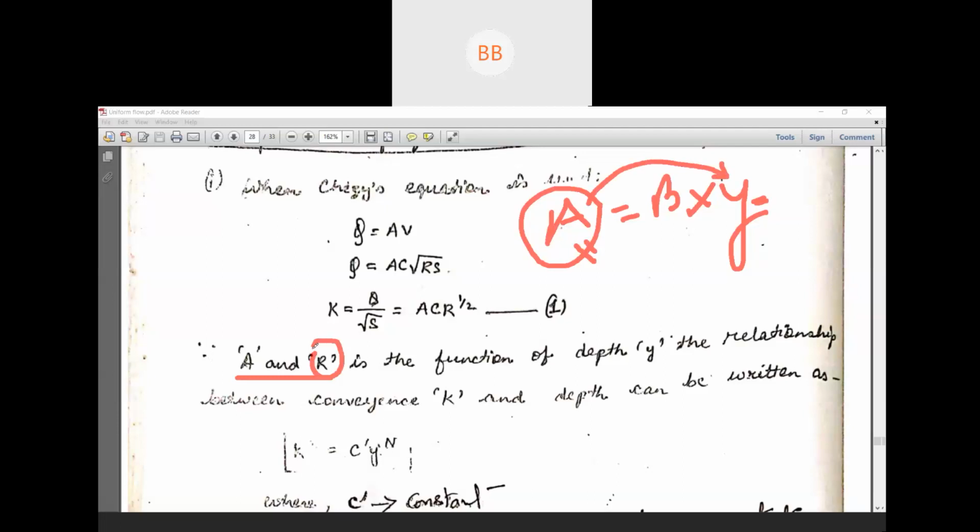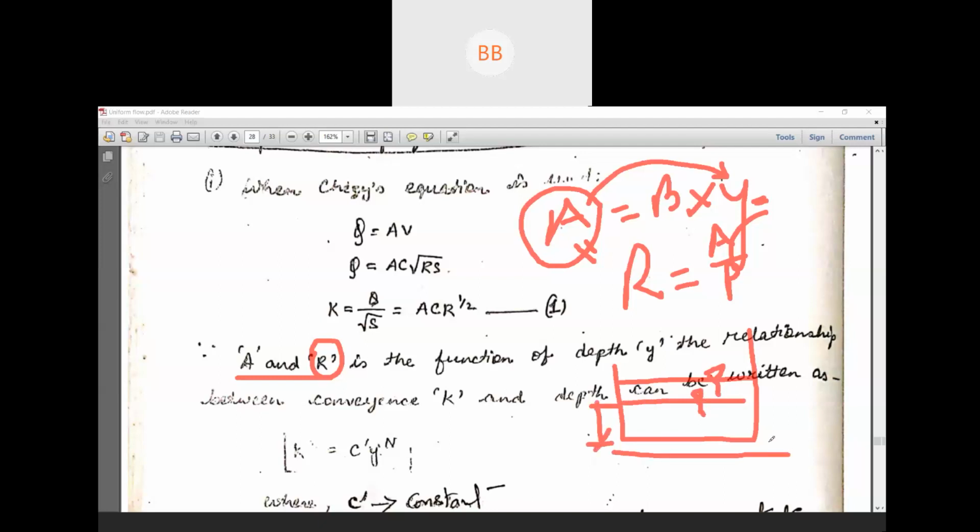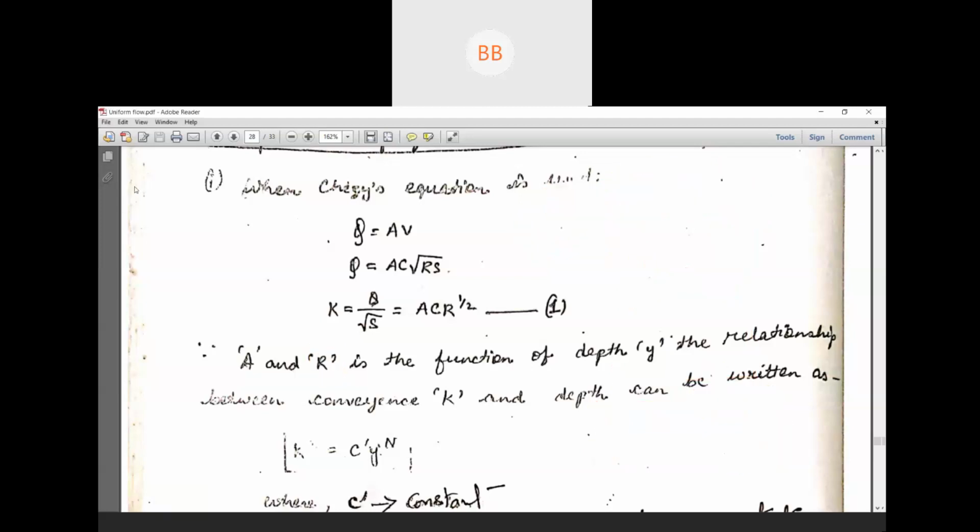As for hydraulic radius, it is nothing but A by P. So definitely area and wetted perimeter, if you consider a rectangular channel, suppose your depth of flow is here in the first case and then it reduces to here, your area and wetted perimeter will also change. So that is why our hydraulic radius is also a function of y. So you can write down this line.